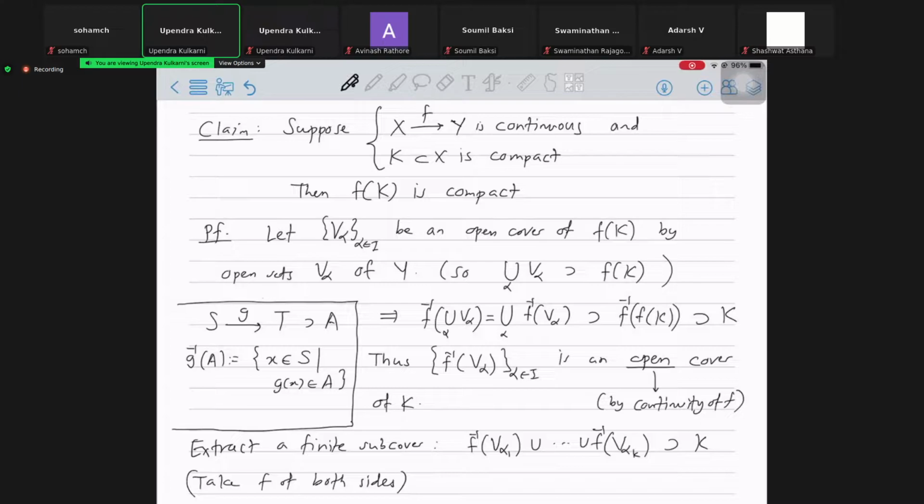If you wish. And certainly, if one set contains another, then f of the first set contains f of the second set, right? Okay. So what is f of f inverse of V alpha 1?